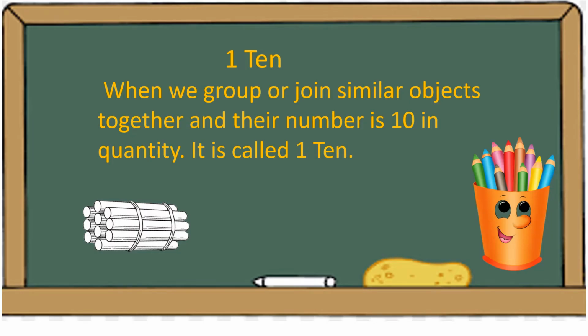Today we are going to do the revision of how to make 10. What is 10? 10 क्या होता है? When we group or join similar objects together and their number is 10 in quantity, it is called 10.